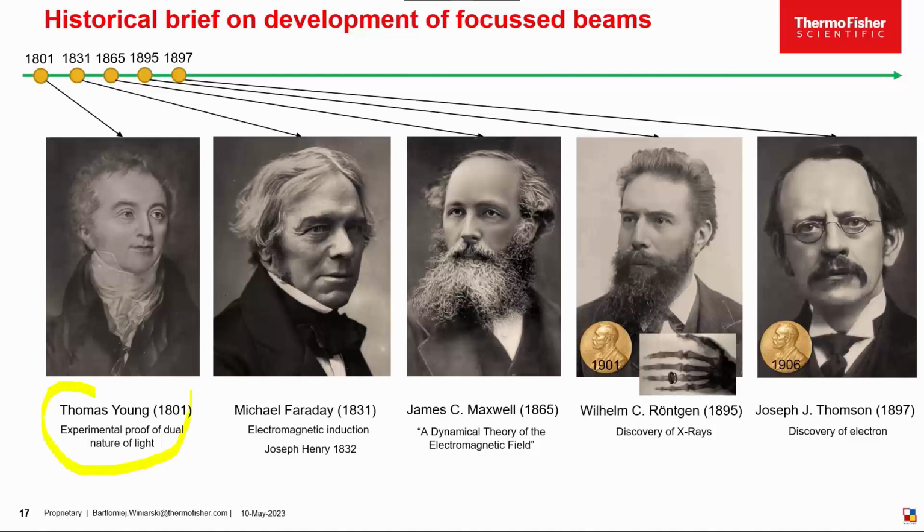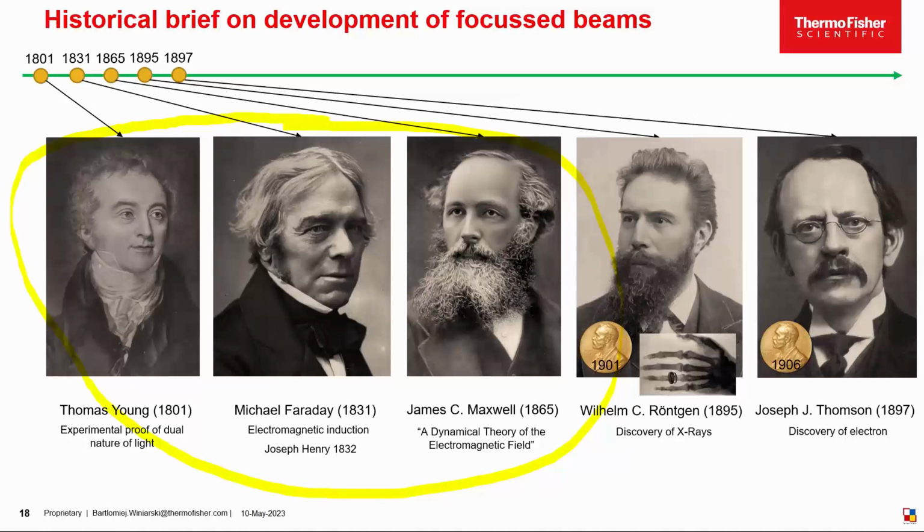Starting from Thomas Young and his experimental proof of the wave nature of light, Michael Faraday and his work on electromagnetic induction and many other discoveries. Later James Clerk Maxwell and his work on a dynamical theory of the electromagnetic field, amongst plenty of other scientific achievements. William Röntgen for the discovery of X-rays, and Joseph Thomson for the discovery of electrons. Röntgen and Thomson received the Nobel Prizes in physics in the early years of the 20th century. Some say that Young, Faraday and Maxwell would have received the prize as well if one had existed earlier.